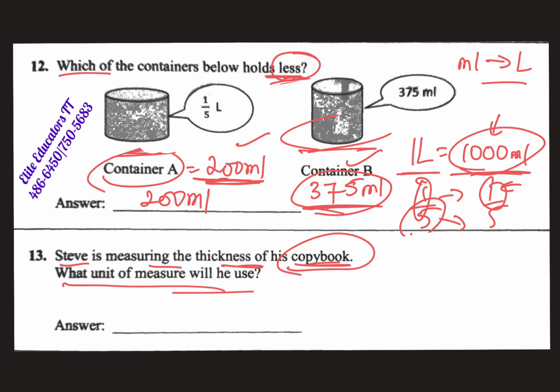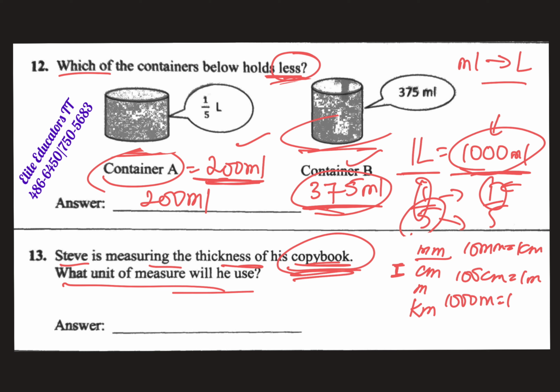So what we have to do is make sure that we are measuring the correct thing. A copybook's thickness is generally about this thick. Not too sure how you guys will see it on the video because different screens will have different formats. And we have different units of measure. Now, we have to find the most appropriate unit of measure. We have millimeters, which is the smallest, centimeters, meters, and kilometers. So 10 millimeters equal 1 centimeter, 100 centimeters equal 1 meter, and 1,000 meters equal 1 kilometer.